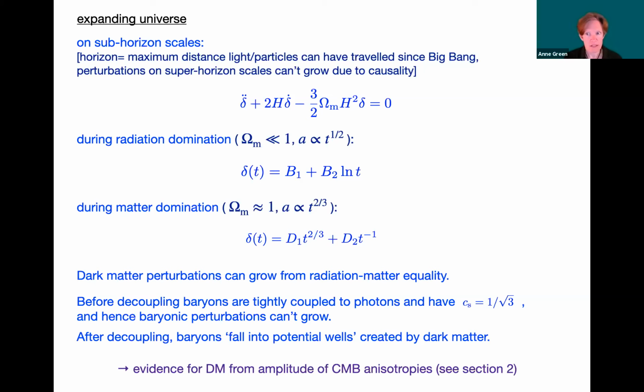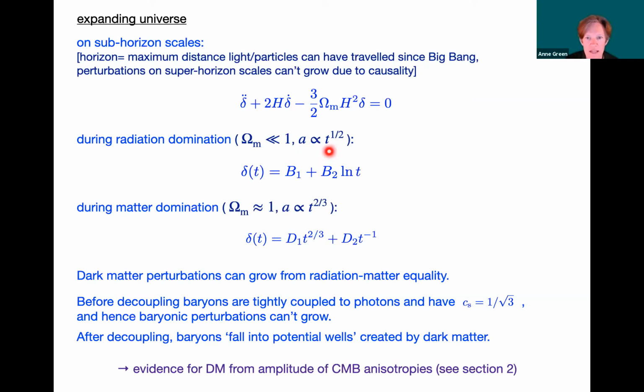So as we previously saw, the universe starts off radiation dominated and then becomes matter dominated. So you need to solve the equation going through these two separate epochs. During radiation domination, the matter density is negligible, and as we saw before, the scale factor a grows proportional to t to the half.